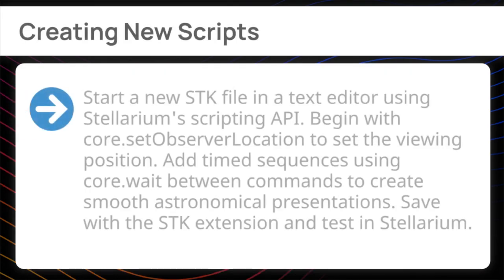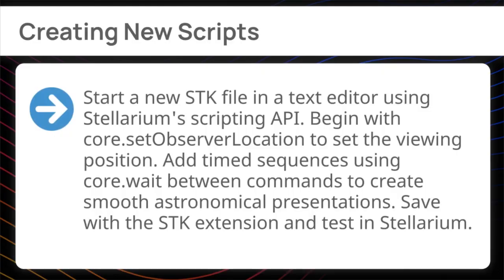Finally, creating new scripts. Start a new STK file in a text editor using Stellarium scripting API. Begin with core.setObserverLocation to set the viewing position. Add time sequences using core.wait between commands to create smooth astronomical presentations. Save with the STK extension and test in Stellarium.